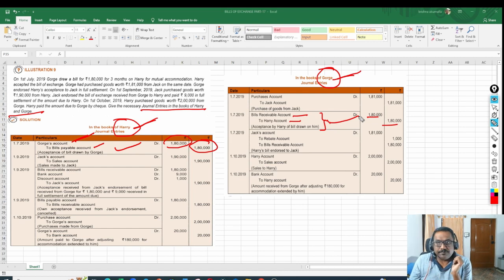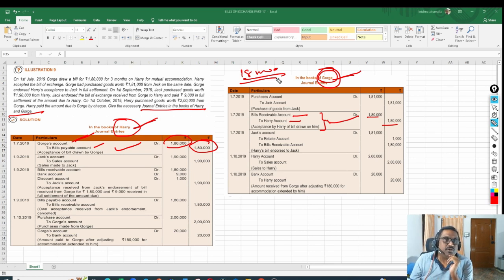Are you clear so far? So 1,80,000 rupees bill drawn by George on Harry. Where is this 1,80,000 rupees bill? Please question this point. The 1,80,000 rupees bill is with George. You should never forget this. The bill is with George. Number one. After that, what happened?